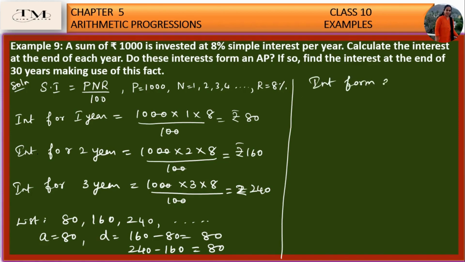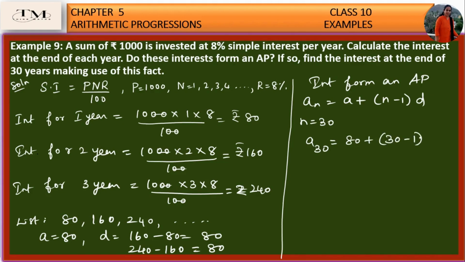So if it forms an AP, we can use the formula AN equal to A plus N minus 1 into D. What are they asking? They are asking the interest at the end of 30 years. So here N is equal to 30. So A30 equal to, what is A? A is 80 plus N is 30 minus 1 into D. D is 80. So 80 plus 30 minus 1, it is 29 into 80.